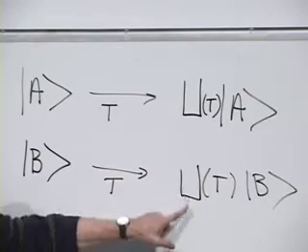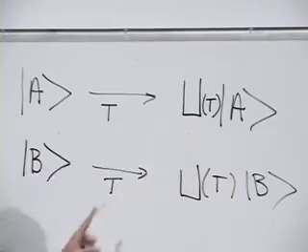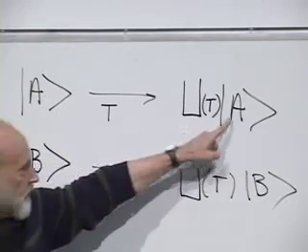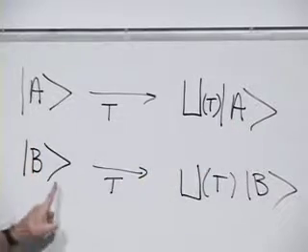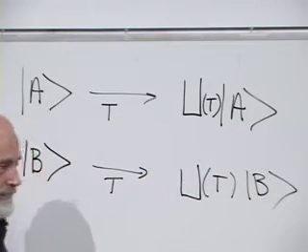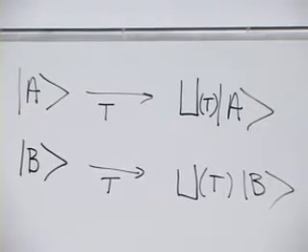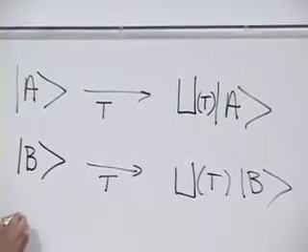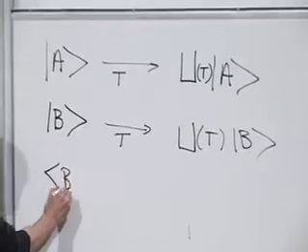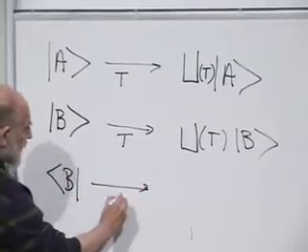Let's give it a name. The evolution operator acts on A to give whatever A becomes. It acts on B to give whatever B becomes. All right, now let me write this second equation in terms of bra vectors. In terms of bra vectors, it becomes B evolves.